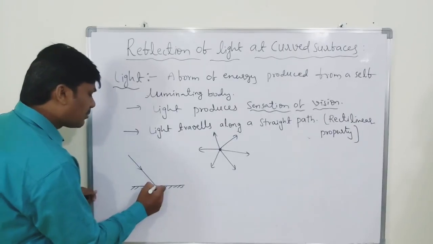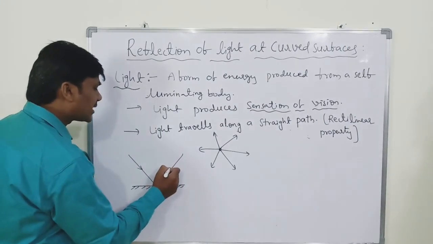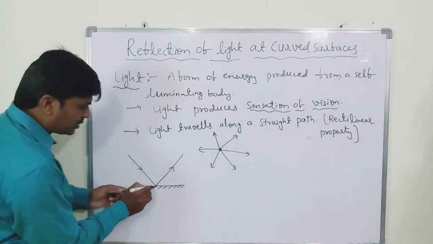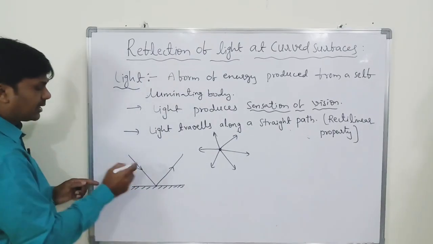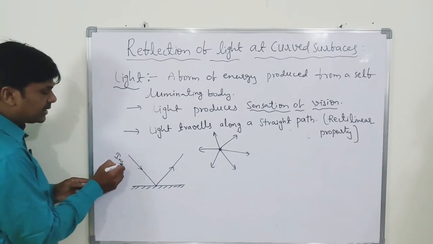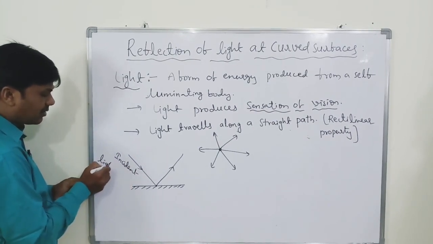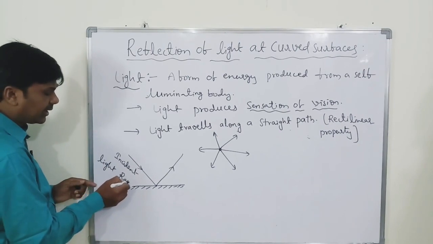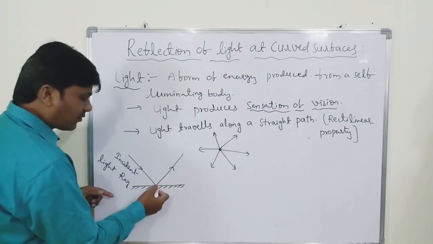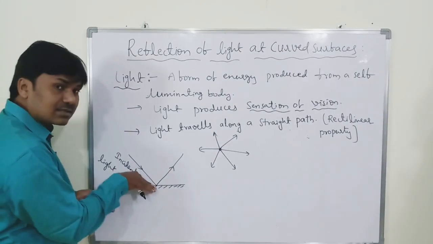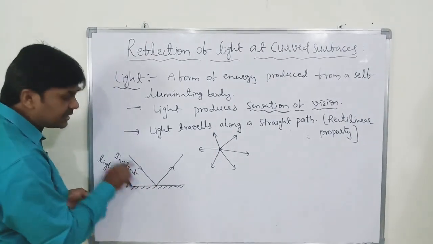It gets reflected back. This is called the reflected light ray. The light ray which is traveling towards the mirror is called the incident light ray. Incident means the light ray which falls on the mirror is called incident.